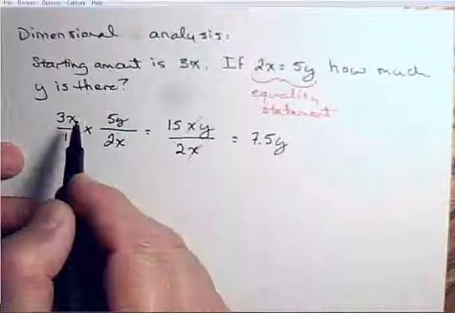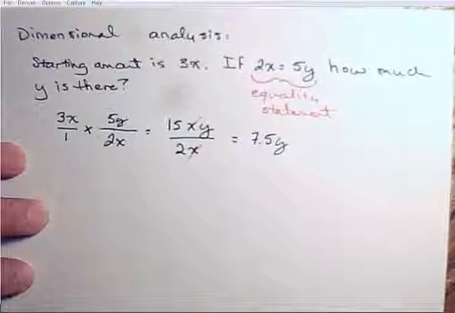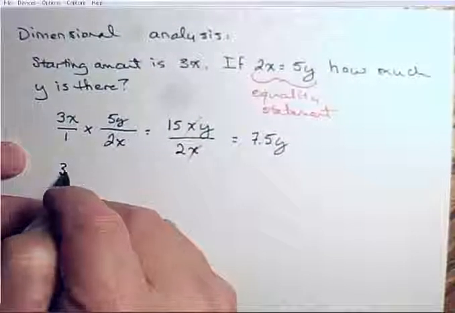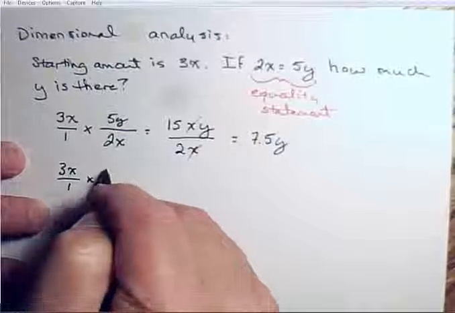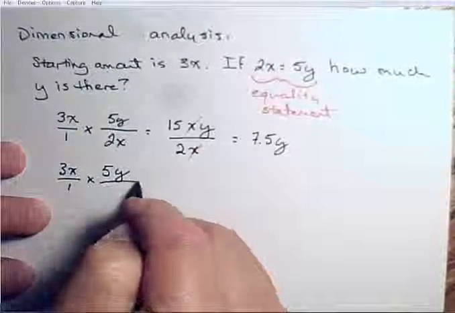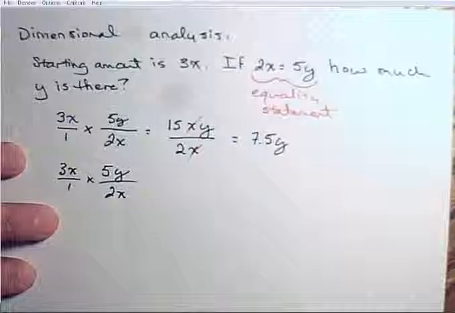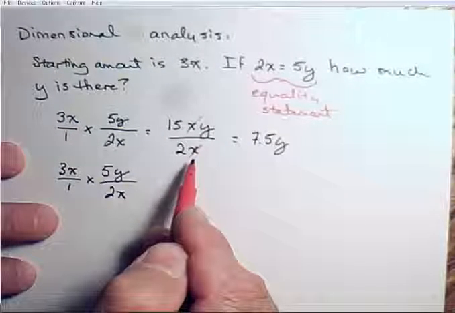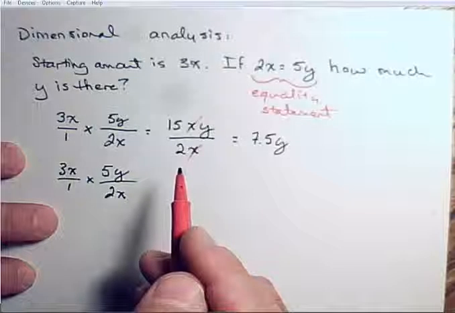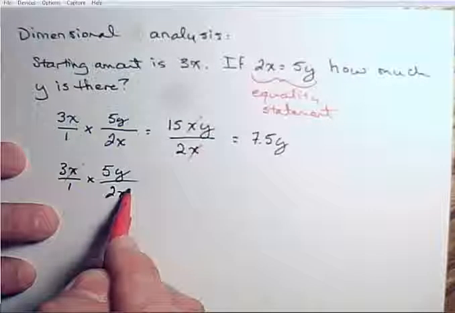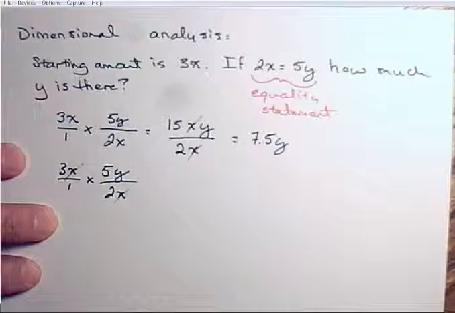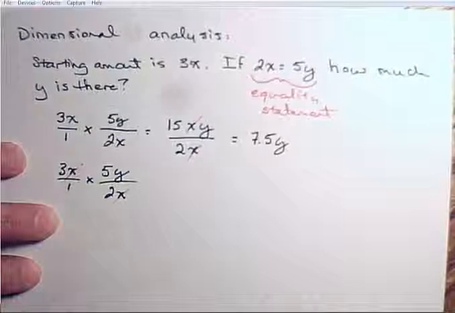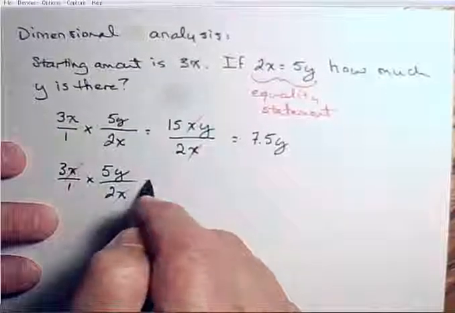Now, let's simplify this whole process, because I can take a whole step out of this. Let's go back and put 3x over 1 times 5y over 2x. And notice that the x's cancel out over here. What if I just skip that step altogether and cancel them out while I'm right here? As long as the x's are on the top and bottom, they can cancel out. Does that make sense? I just cleared up one whole step right there.